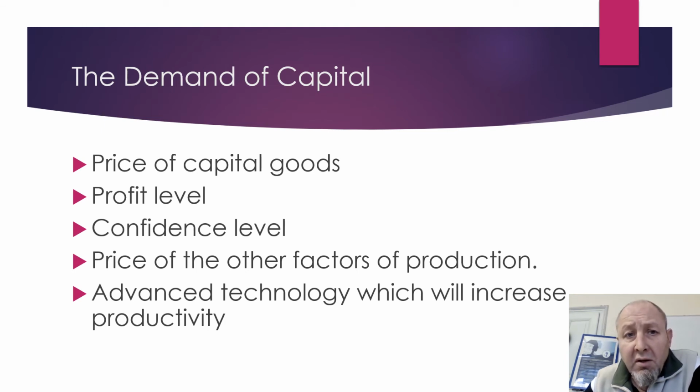When it comes to demand of capital, one influence is the price of the capital goods. Capital goods are goods that are used to produce output. So most firms might have some delivery vehicle, but in terms of capital machinery, some capital machinery would be extremely expensive. Also, the profit level. If the business is very profitable, then chances are they can plow back some of their profits into capital machinery.